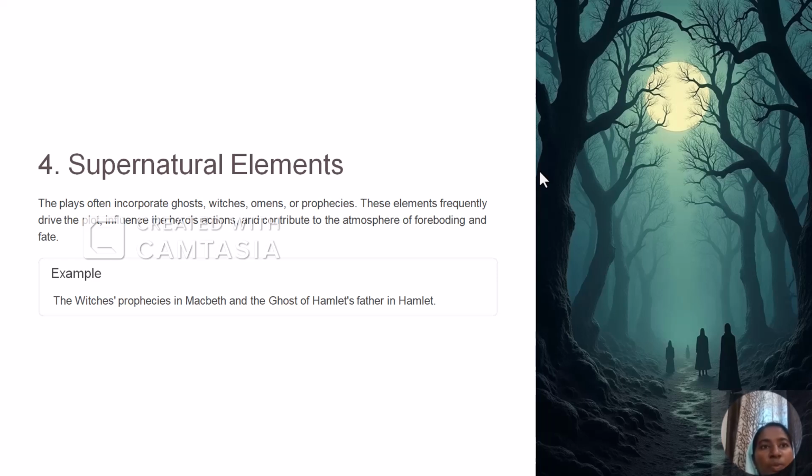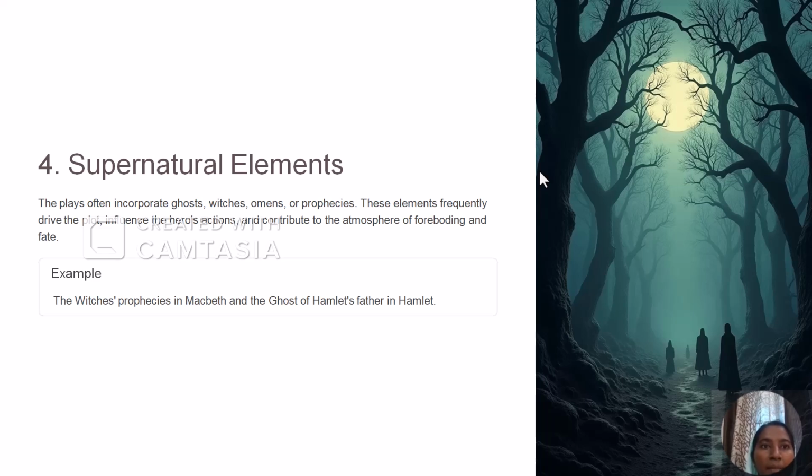Supernatural elements. Supernatural elements play a significant role in heightening the tragic atmosphere. Witches, ghosts, prophecies, and omens often influence the hero's actions and reflect the working of fate. The supernatural world is not merely decorative, it deepens the sense of mystery and moral consequence.